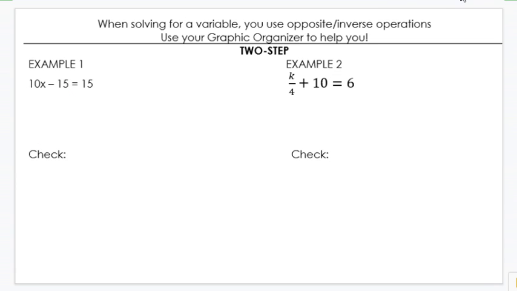Now there are some problems on the next page. I want you to try those on your own. Once you've done all 4, then press play and go over the answers with me.